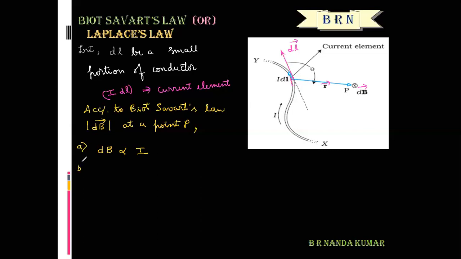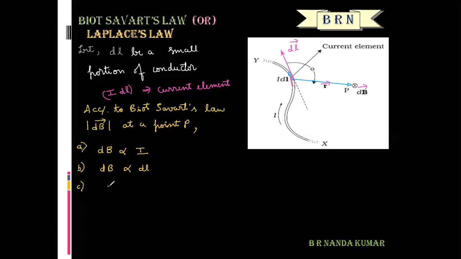And the second very important factor is that it is directly proportional to the length of the current element. Suppose the length of the current element increases, what happens? The magnetic field strength also increases. If the length of the element decreases, the magnetic field strength decreases. That means the magnetic field near the current element is directly proportional to its length.